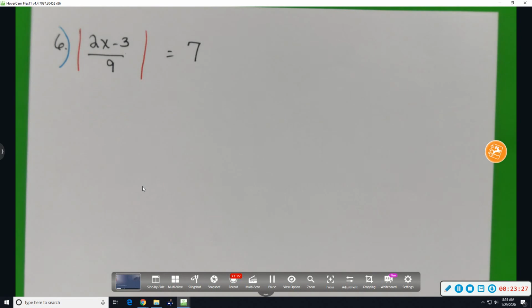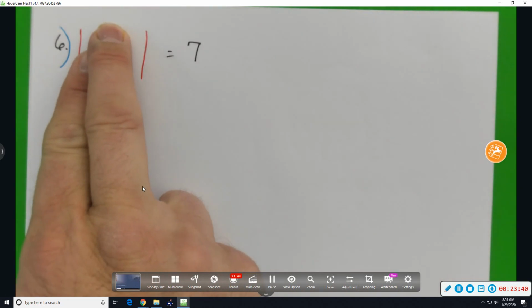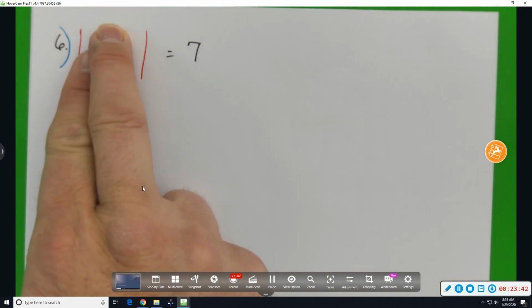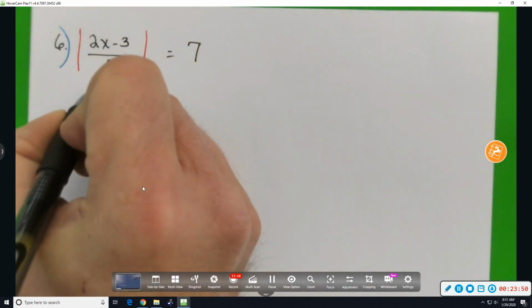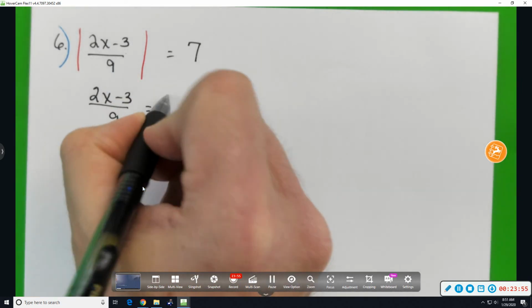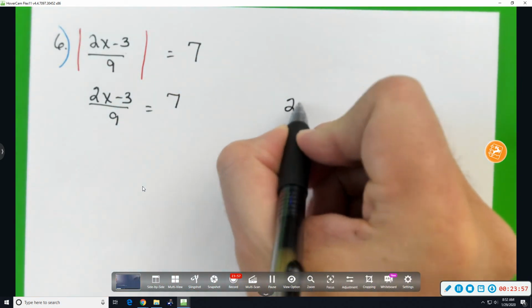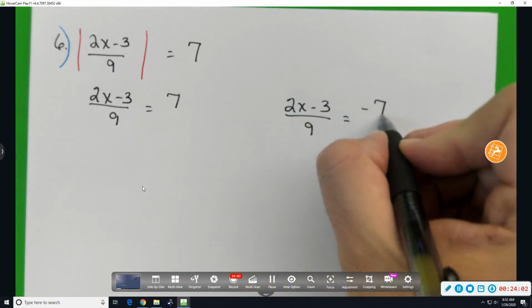Okay, so here's number 6. Well, apart from the fact that there's that fraction, it's still basically the same type of problem. If I covered up what's inside the absolute value bars, the only numbers that can be inside there are 7 and negative 7. So you just have a little bit messier equation to solve, but not real messy. So take what's inside there, go equals 7 and equals negative 7.